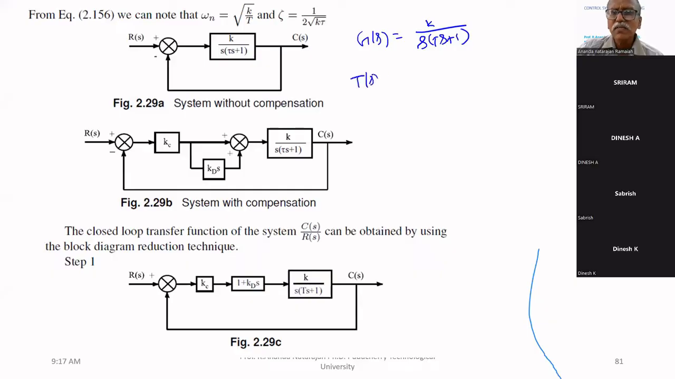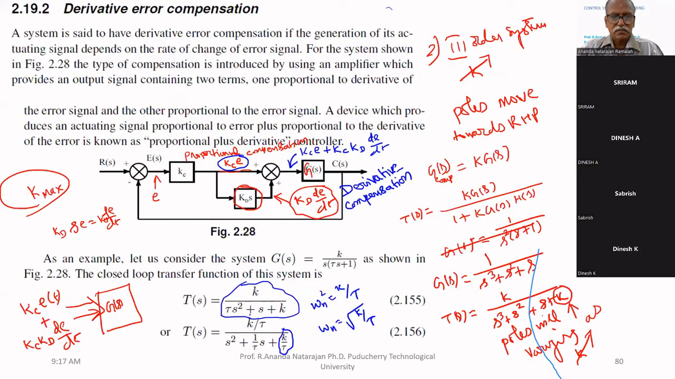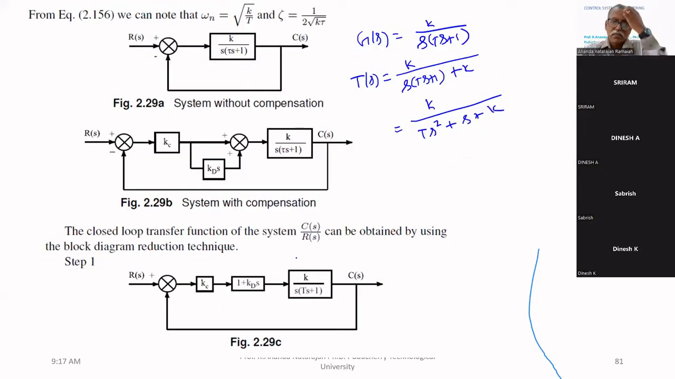What is the closed loop transfer function? T of s, for a unity feedback system, is numerator divided by denominator plus numerator, that is K upon tau s square plus s plus K. That's what we got here: tau s square plus s plus K. So this is the open loop transfer function, and in closed loop, we got this.